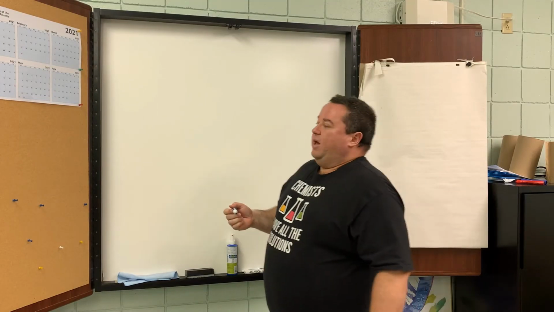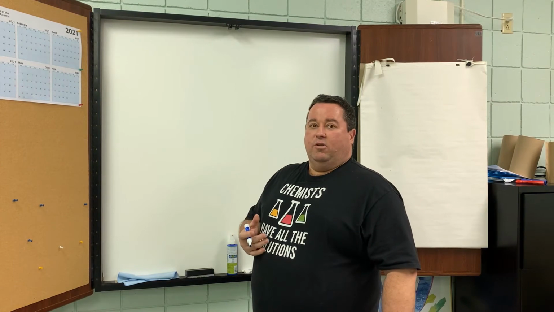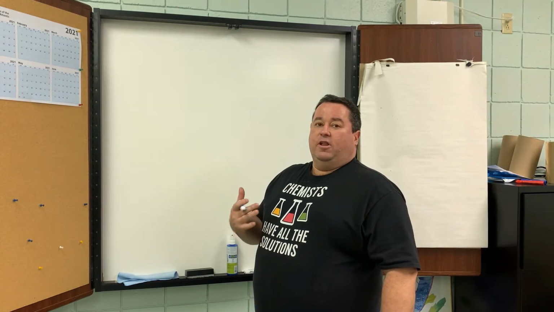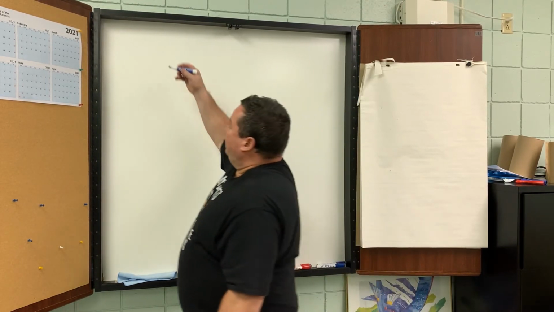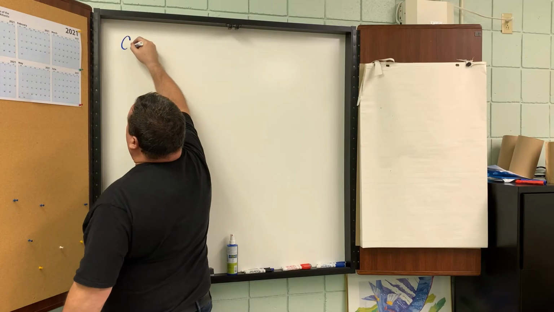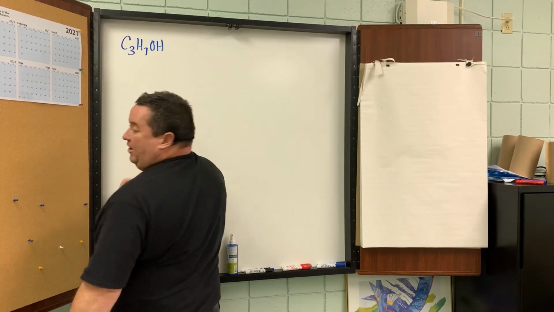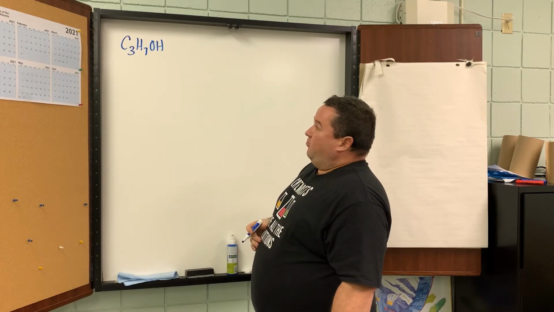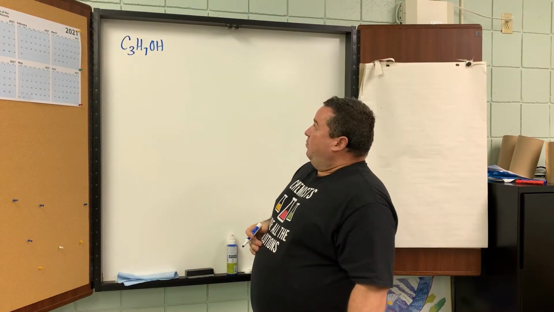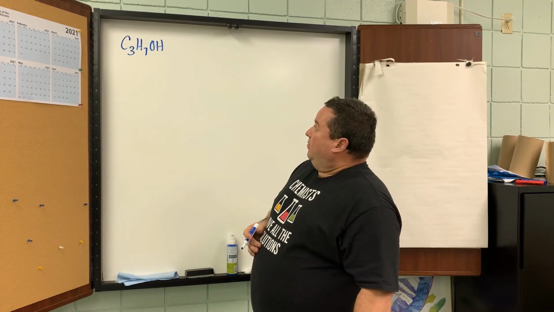Now we're going to look at how we would communicate using geometric or line angle, structural and condensed structural formulas in a molecule that has a functional group. So we're going to look at C3H7OH as our example. So this is propanol. And let's just say in this example that the OH functional group is on the middle atom.